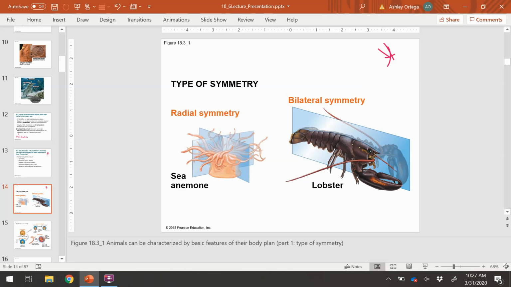Whereas with bilateral symmetry, you can only cut in half in one way for it to be equal on each side. Here we have the lobster, and you're cutting it in half from left to right side, and if you were to cut it in half along the torso, that wouldn't work, and you wouldn't have symmetry on both sides. And so we have bilateral symmetry. If you have an imaginary line down the middle of our bodies from head to toe, you'll have equal symmetry on each side. So left and right hand, left and right foot, and so forth.